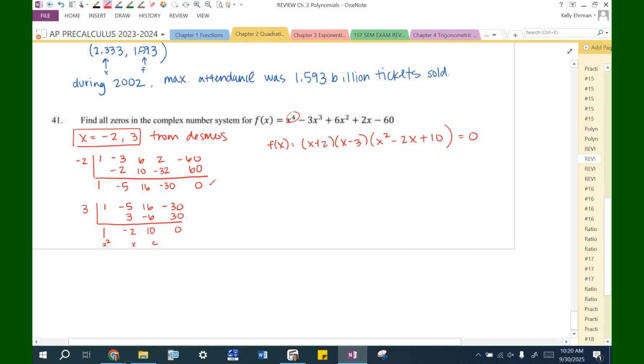So if I'm looking for when this is equal to 0, I will use the quadratic formula. 2 plus or minus the square root of b squared minus 4ac, all over 2a. This is 4 minus 40, which is negative 36 underneath the square root. That's 2 plus or minus 6i over 2. And that is 1 plus or minus 3i. So the zeros are negative 2 and 3, also 1 plus or minus 3i.